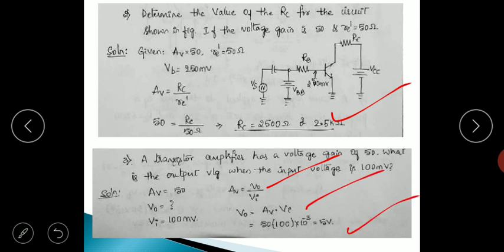In the other way, in the same example, they could ask: determine the input required to produce an output of 5 volt from a transistor amplifier having a gain of 50. How can you solve this? Use the same formula. AV is equal to V0 by VI, and from that substitute the given values and get the input required to produce that particular output. That is how we can solve the example on the transistor amplifier.